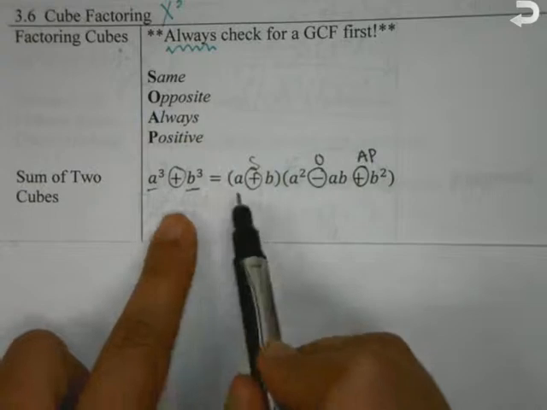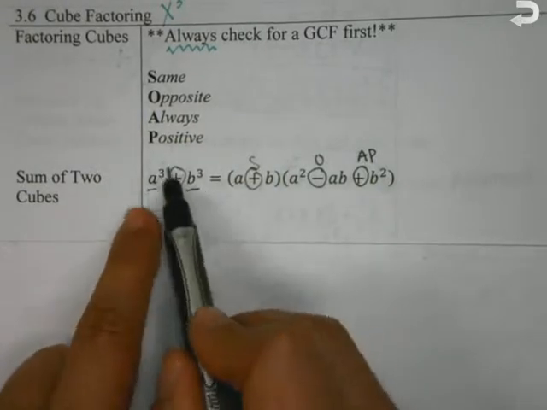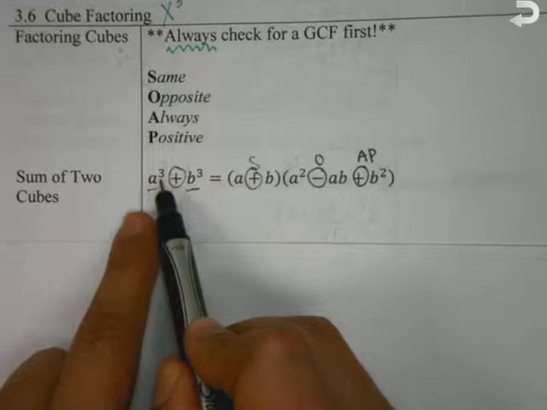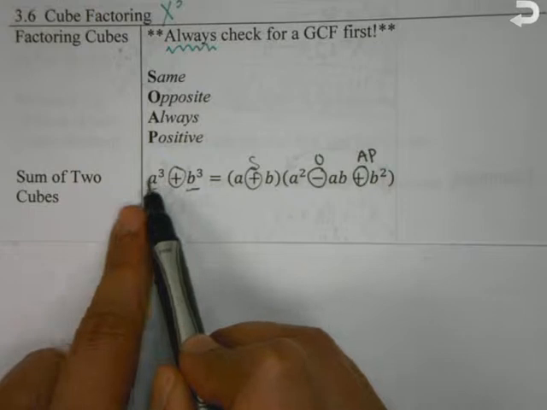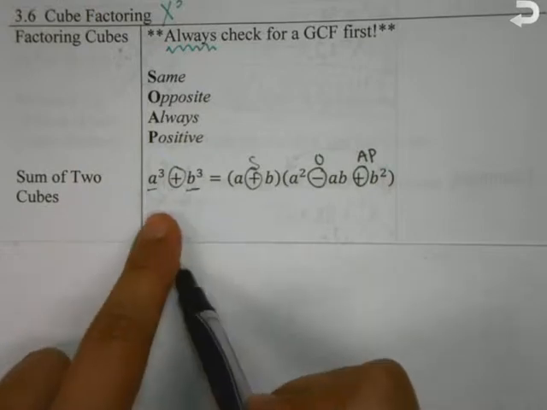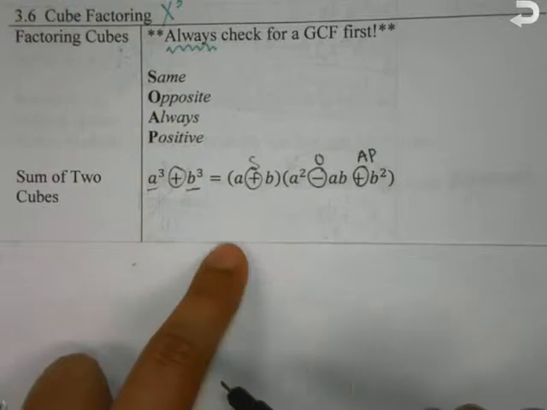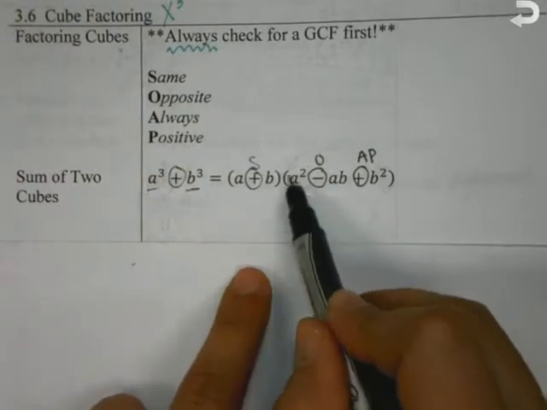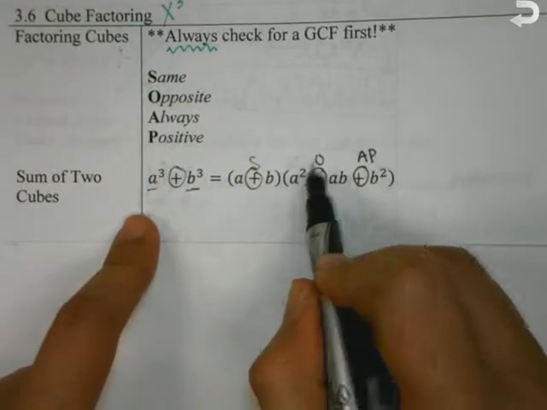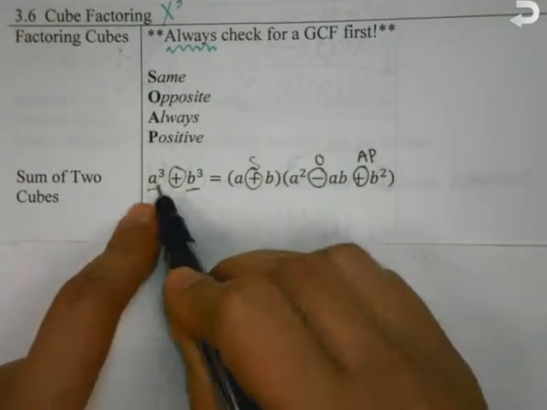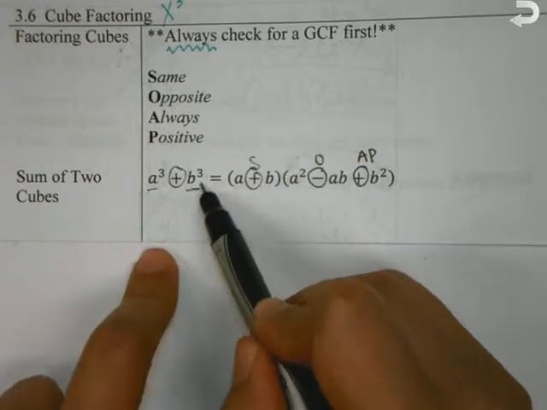In the smaller parentheses, we just have base 1 and base 2. So we're not even worrying about the cubes anymore. After we break it down to the base, we only care about the bases. We're not going to worry about the exponent of 3 anymore. So you take your first base and your second base, and those go inside. Next blank is the first base, all of it squared. Next blank is the first base times the second base. And then the last blank is the second base, all of that squared.